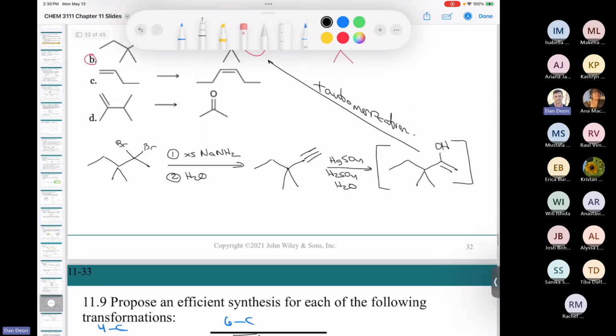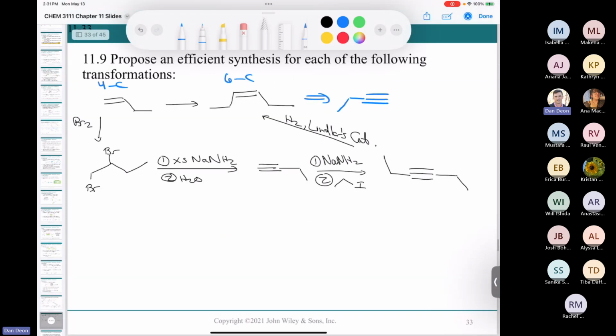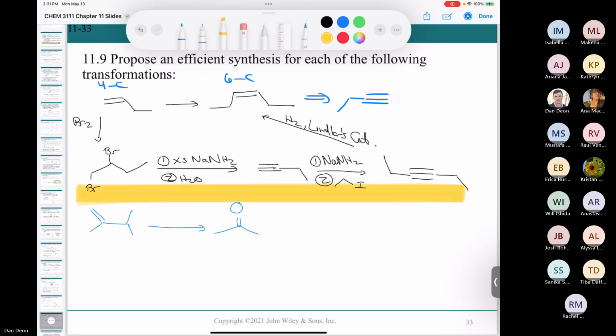Let's see here. Oh, D is kind of an interesting one. We'll do this one in blue. There we go. So we end up with this compound, and we're trying to make acetone. So we're trying to make some nail polish remover. So we'll just paste it down here. All right, so if I want to do this transformation, what's that going to look like?